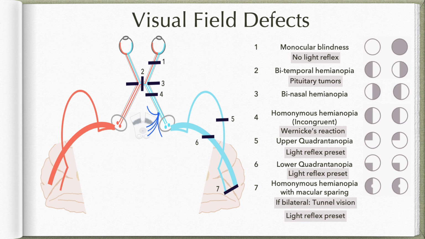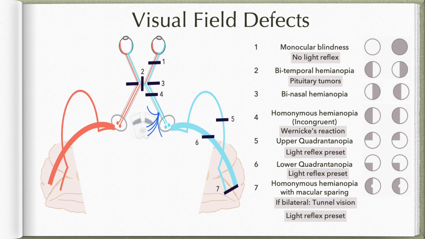the amount of field of vision which is blind on the right eye will not exactly correspond to the amount of field of vision lost on the left eye. That's what we call homonymous hemianopia of incongruent type. Plus, in this case, there is what is known as Wernicke's reaction present.